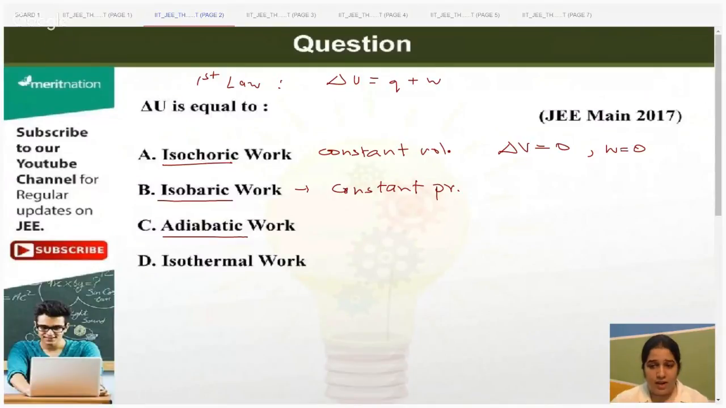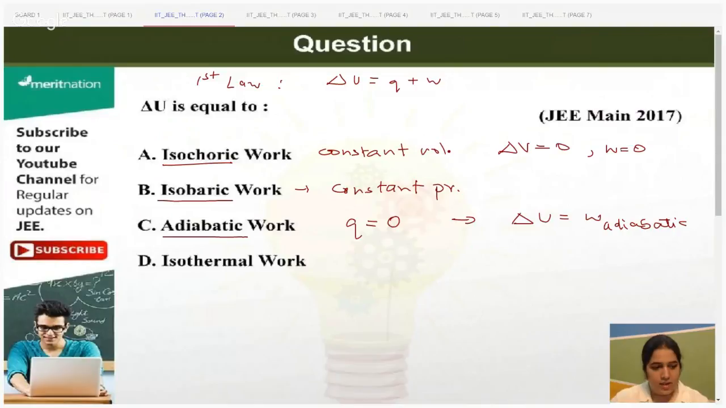What does adiabatic condition represent? Adiabatic condition represents that there will be no heat transfer from or to the system. That means I can say under adiabatic conditions Q is 0 here. So delta U becomes equal to W. Which work done? Work done under adiabatic conditions. Okay. So till now option C seems to be correct.